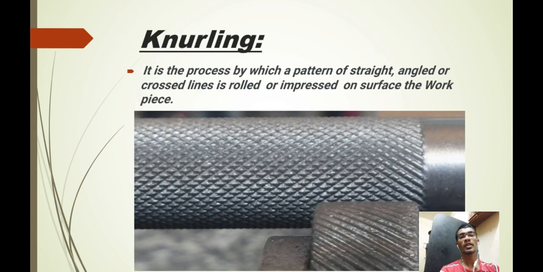The next process is knurling. It is a process by which a pattern of straight, angle or cross lines is rolled or impressed on the surface of the workpiece. The purpose of doing knurling on the workpiece is to increase the appearance, provide better grip, or, in case of press fitting, increase the diameter of the workpiece.